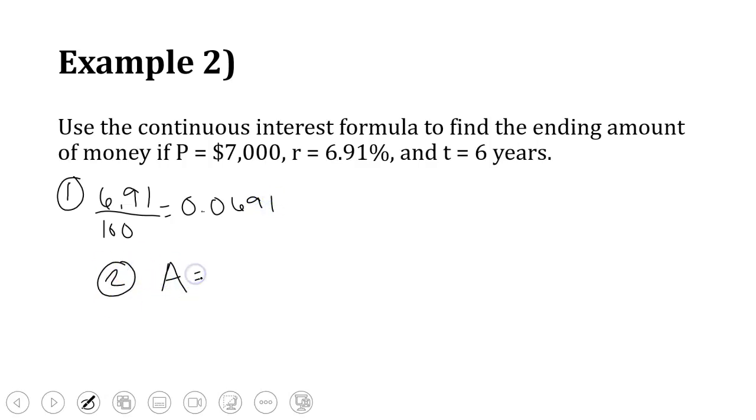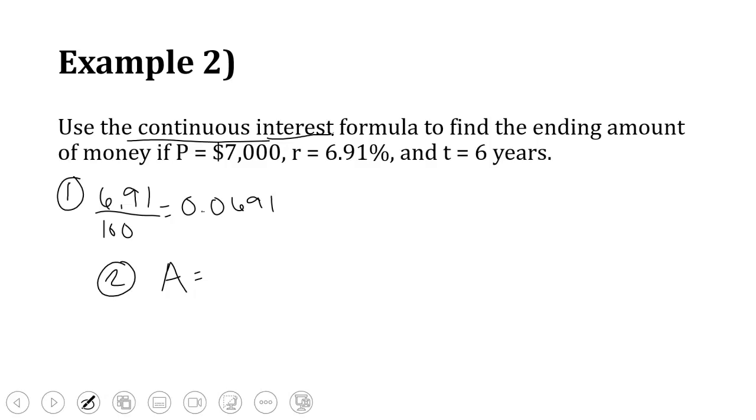So we don't know the ending amount, so we have the A. And now this question asks us about the continuous interest formula. So it's telling us the continuous. It didn't give us a compound years, annually, monthly, quarterly. So we're going to use that formula.